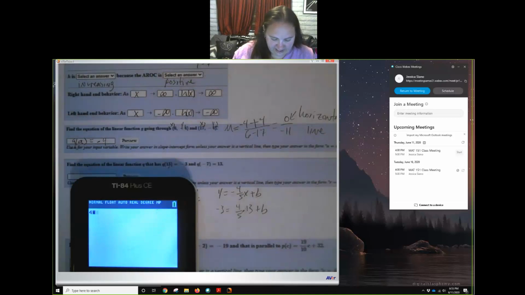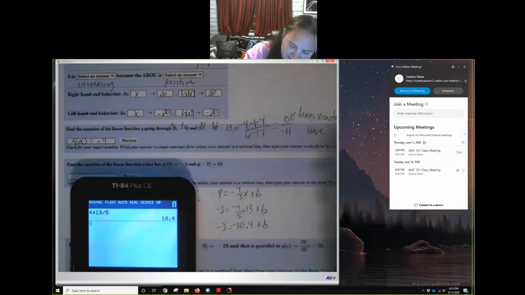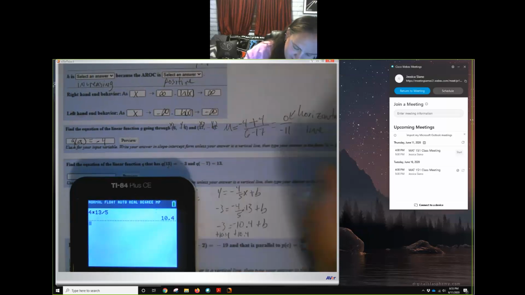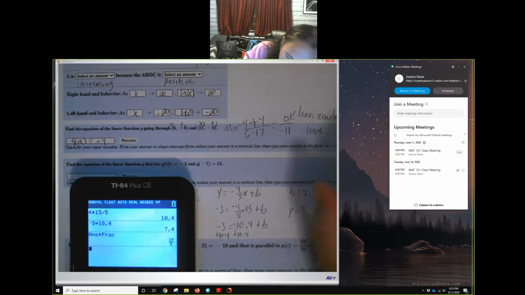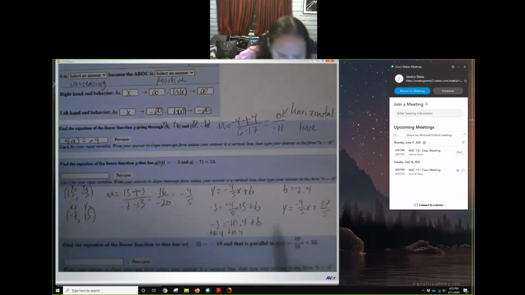4 times 13 divided by 5. Oh, that's a -4/5. -10.4. And then add the 10.4. 7.4 as a fraction if it wants fractions. Remember, we do math enter. -4/5 x plus 37/5. Or you can do decimals. I think if it doesn't specify, you can put in either.